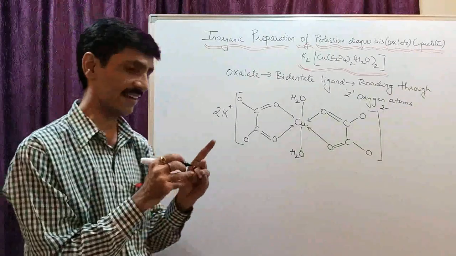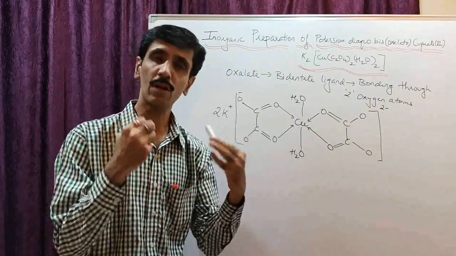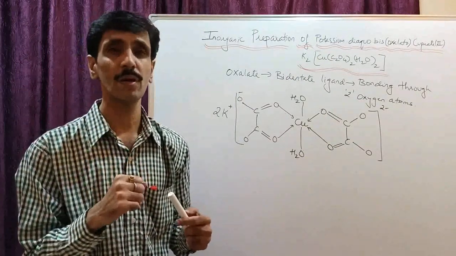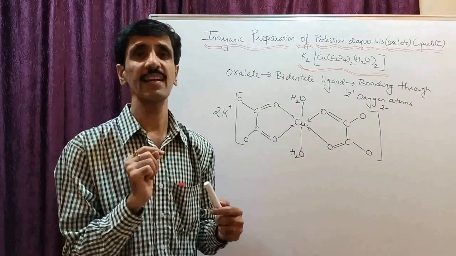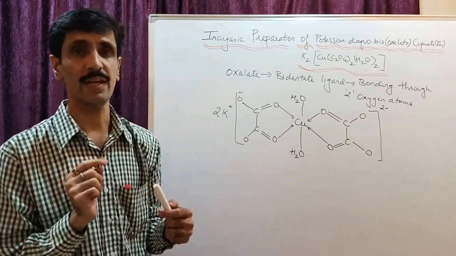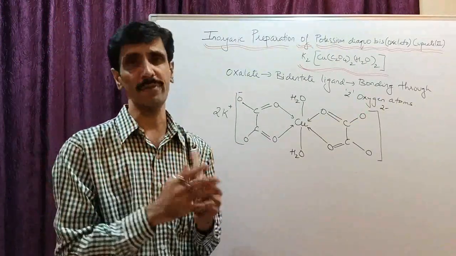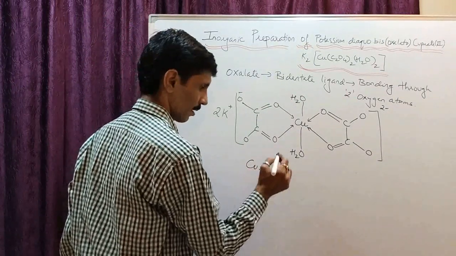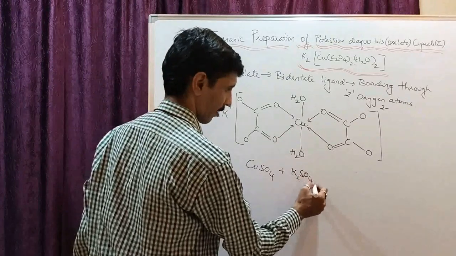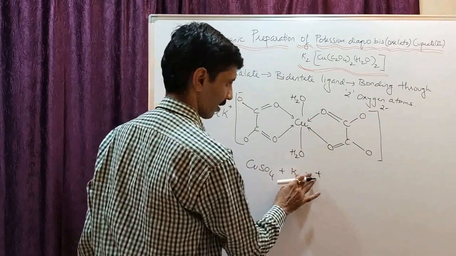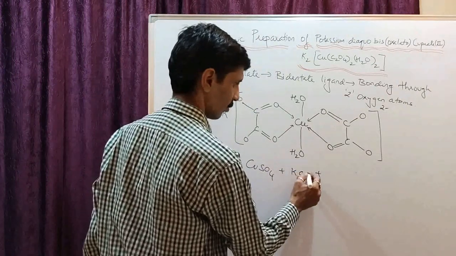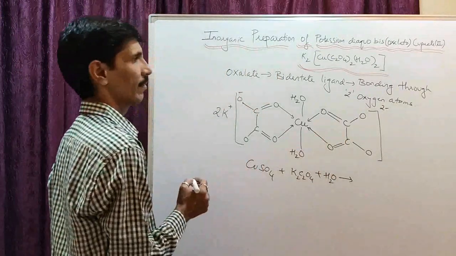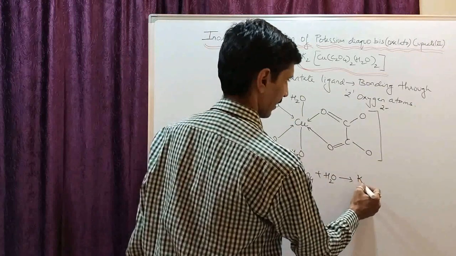Now, coming to the reaction, how this particular complex is prepared. It is prepared by the treatment of potassium oxalate, the potassium salt of oxalic acid, with hydrated copper sulfate. Hydrated means along with water molecules. So we have CuSO4 plus K2SO4, and because it is hydrated, oh, I'm so sorry, it's not K2SO4, it is K2C2O4 plus water because of hydration.